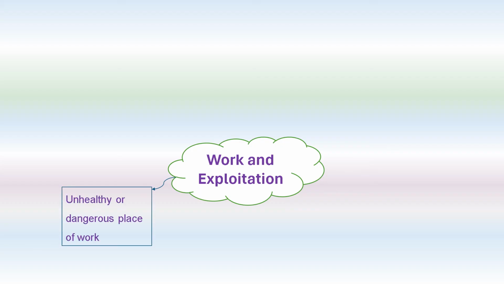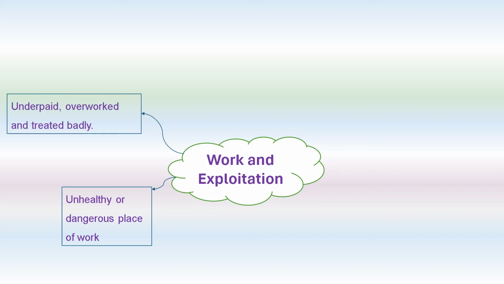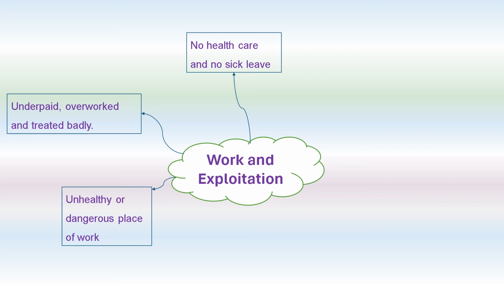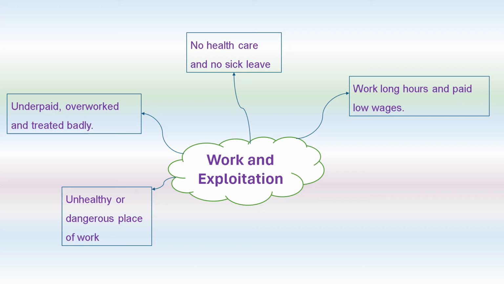Now, let's look at work and exploitation and the characteristics of people being exploited. They work in unhealthy or dangerous conditions in their workplace. They are underpaid or they are overpaid, and sometimes they are even treated badly. They are not given any health care or sick leave. They work long hours and are paid low wages, and also they use child labor.